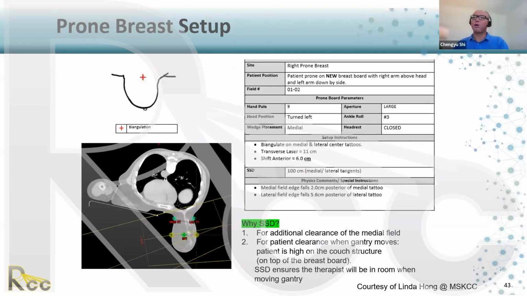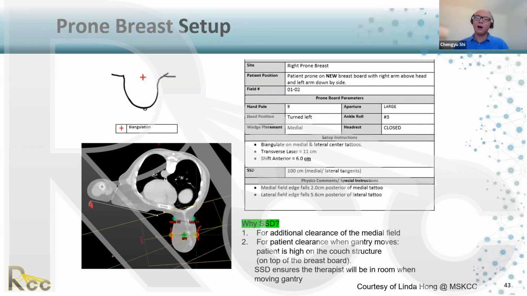And this is a prone treatment. Again, it is an SSD setup. Why? Because of the clearance, and the gantry may collide with the couch, and for patient clearance and gantry movement. The SSD also helps the therapist check using the light field, check the number. Sometimes they may not be able to see it, but we can still check it on another side.